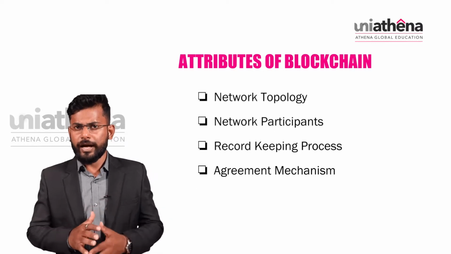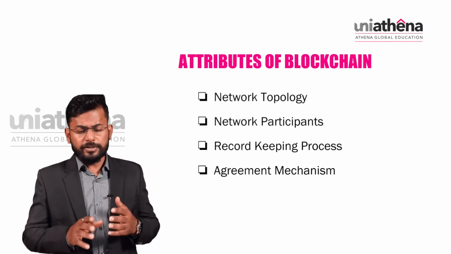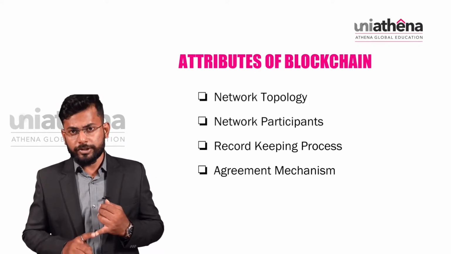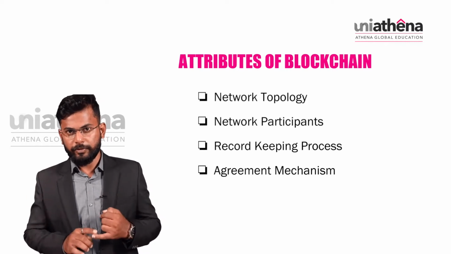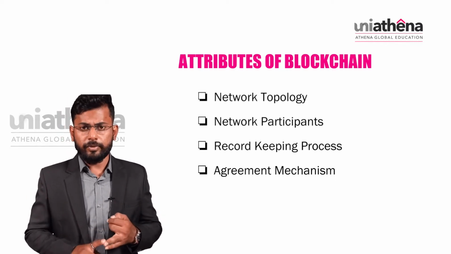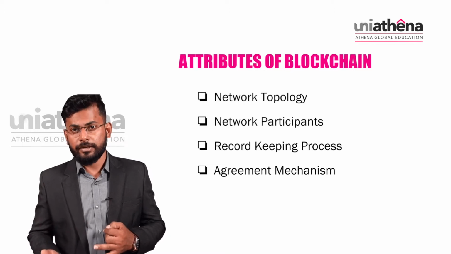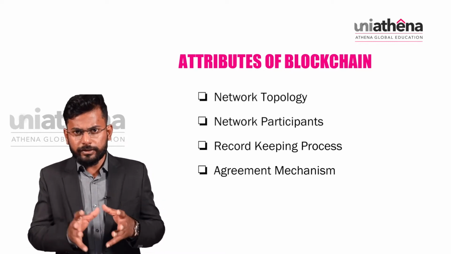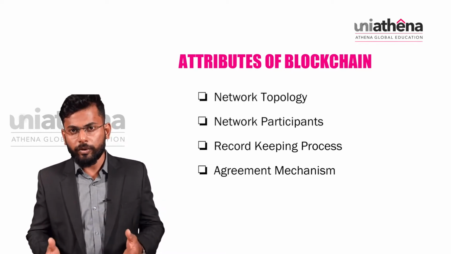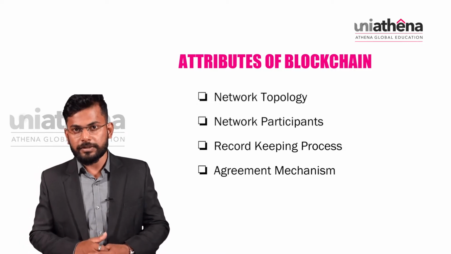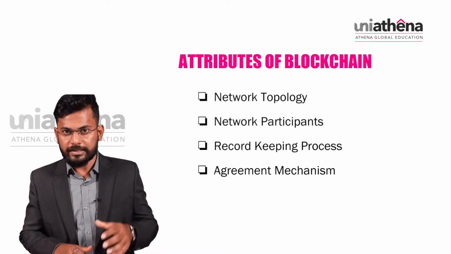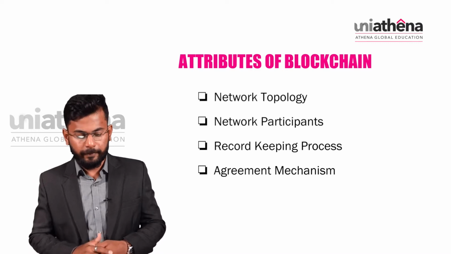What are the 4 core attributes that we have? The first attribute is the network topology, how the network architecture is for blockchain. The second attribute are the network participants. What are the different participants who are there in this network? What are they called? What are the different types of participants which are there? That's something that we're going to see in this particular section of the lesson.